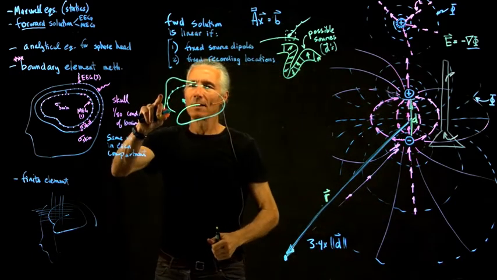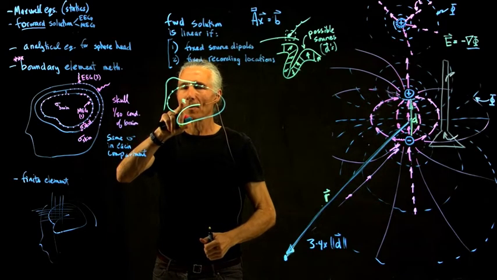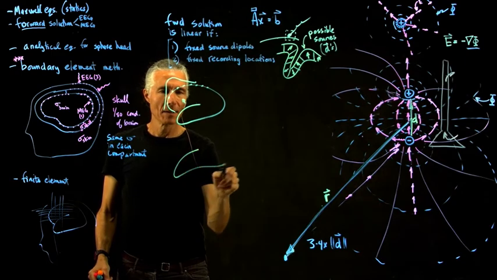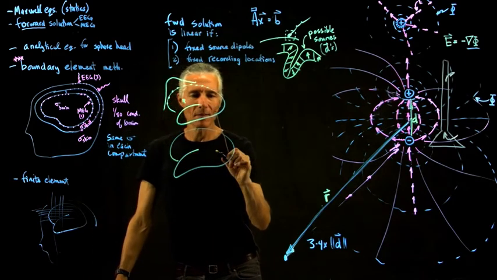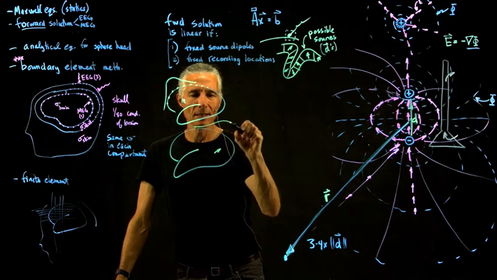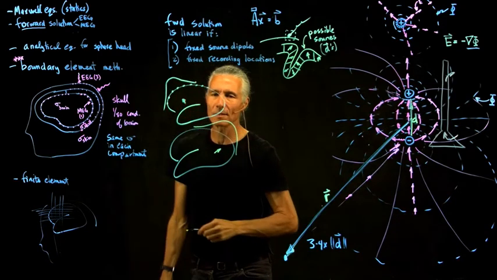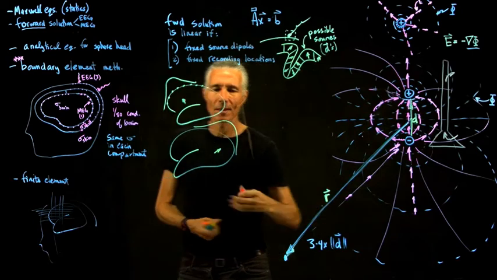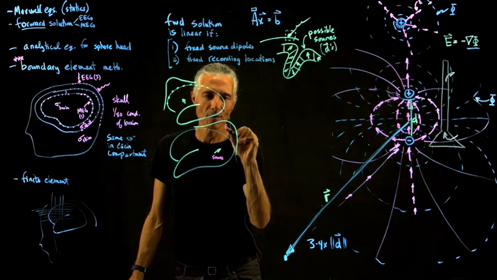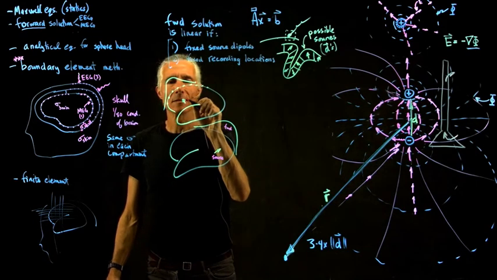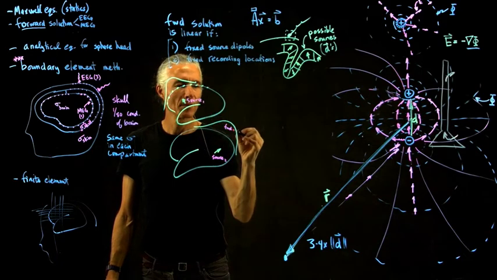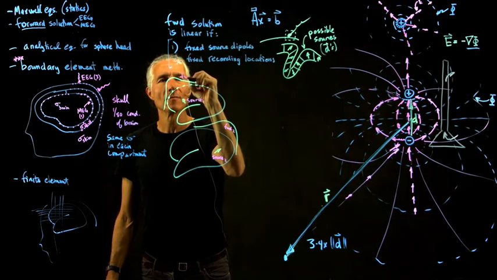So that's the potential from a current dipole at this location. Now we measure another source, and that source looks like this. Here's the forward solution of that source. So source 1, source 2, forward 2, forward 1.